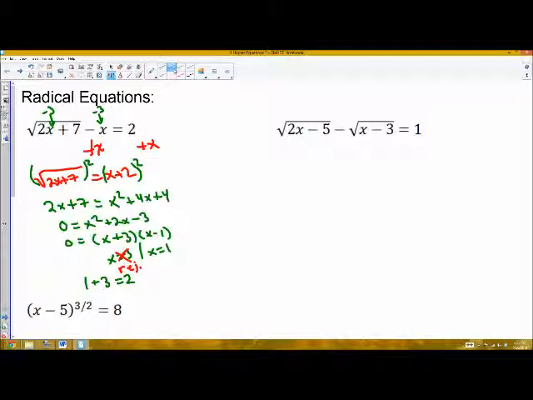Now the last one to check is the 1, so I'm going to go up here and plug in 1 instead. When I plug in 1, it'll be 2 times 1, which is 2, plus 7 would be 9. The square root of 9 is 3, minus 1 equals 2. And that one does check, so it looks like my only solution is actually x equals 1.